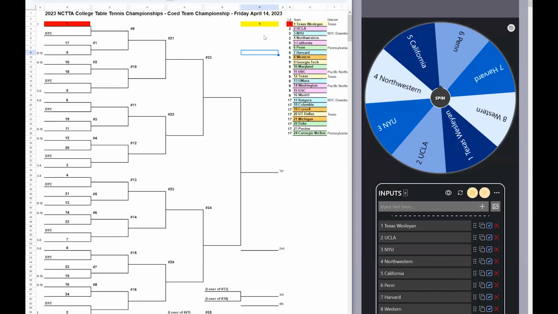So this is basically the same procedure. There are a lot more division clashes here. In particular, 3 teams from the same division in Texas. So this is quite a complex draw, even though there are only 24 teams. The beginning is pretty easy. So as before, Texas Wesleyan, the top seed, must go here.